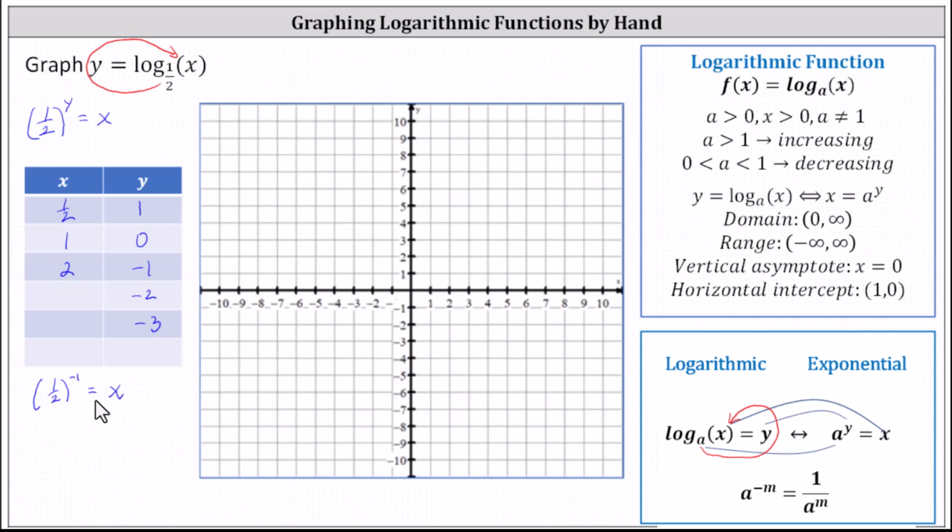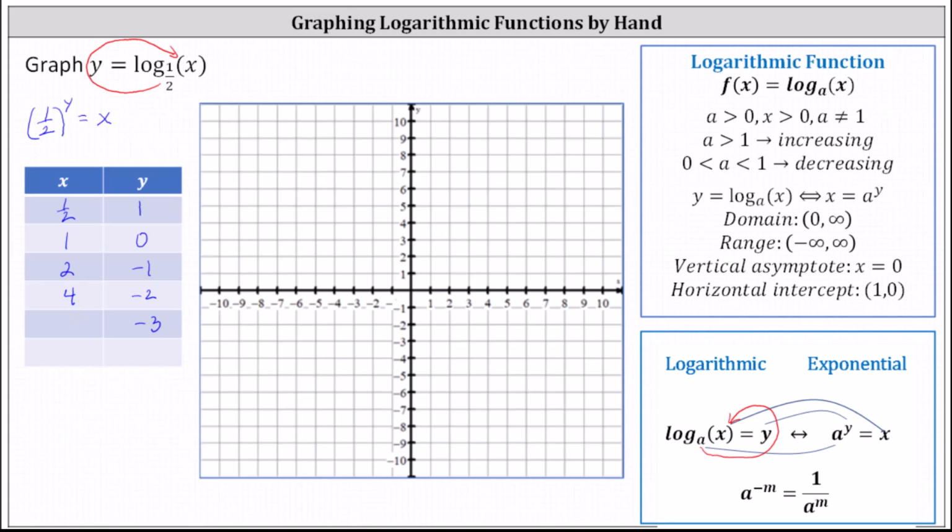Another way to simplify this would be to recognize if we take the reciprocal of 1/2, it would change the sign of the exponent to +1, giving us 2 over 1 to the power of +1 equals x. Again, x equals 2. Next we have y equals -2, which gives us 1/2 to the power of -2 equals x. Let's just take the reciprocal of 1/2, which changes the exponent of -2 to +2, which gives us 2 over 1 to the power of +2 equals x. X equals 4.